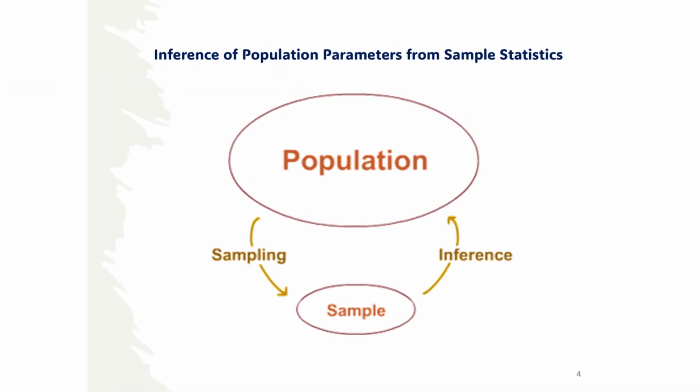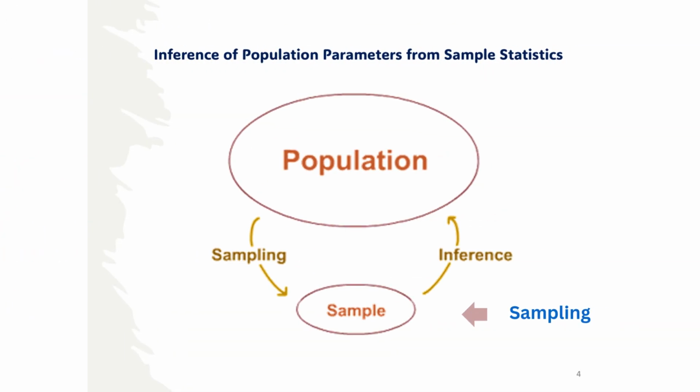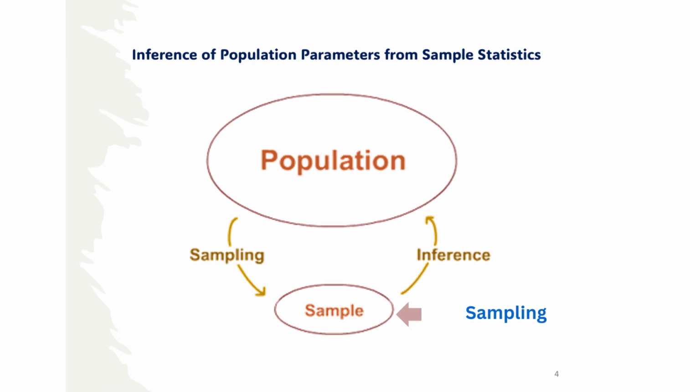Sample statistics are used to infer population parameters through a process called statistical inference. Since it's often too difficult or impossible to measure every individual in a population, we collect data from a sample and use that data to make educated guesses about the entire population. Here's how it works. 1. Sampling. A representative sample is selected from the population. This sample should ideally reflect the diversity and structure of the population to avoid bias.